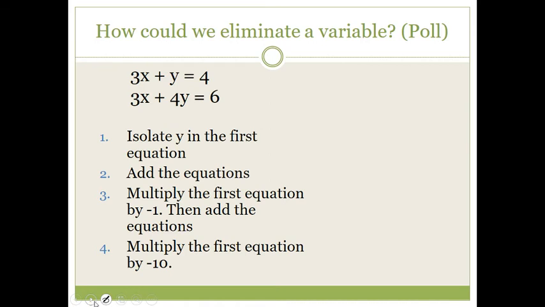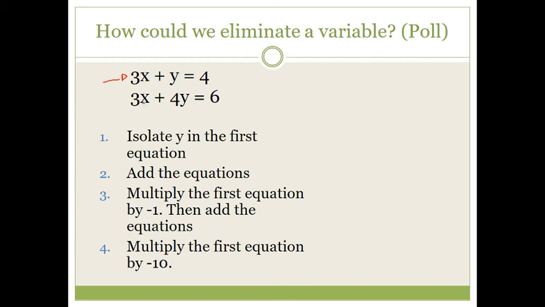So now poll question. How could we eliminate a variable in this example? So look at 3x plus y equals 4 and 3x plus 4y equals 6. Remember, our goal is to add the equations so that one of the variables eliminates, cancels. So one says that we should isolate y in the first equation. Get y all by itself here. Recall that when we're solving using elimination, we don't want to do that. We want to have the equations in standard form.